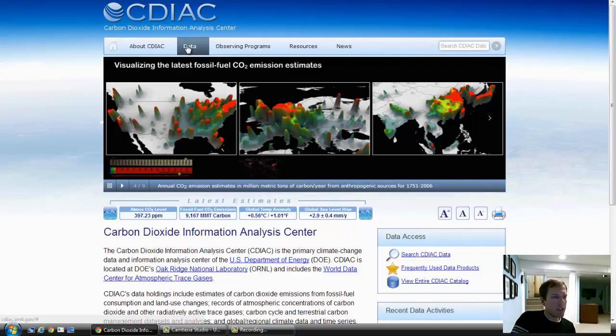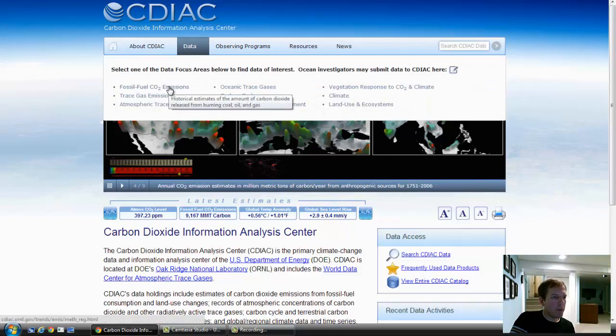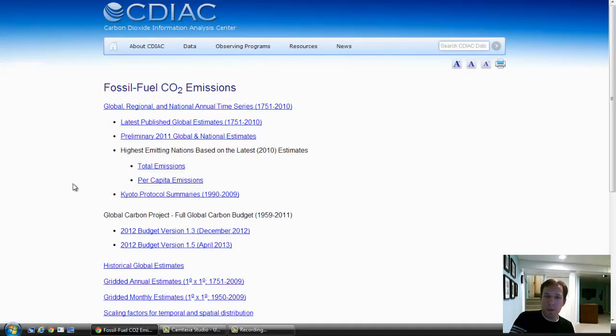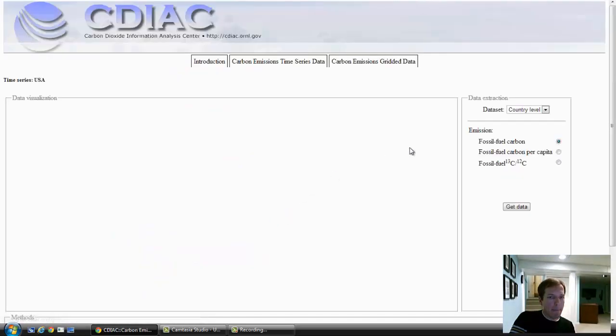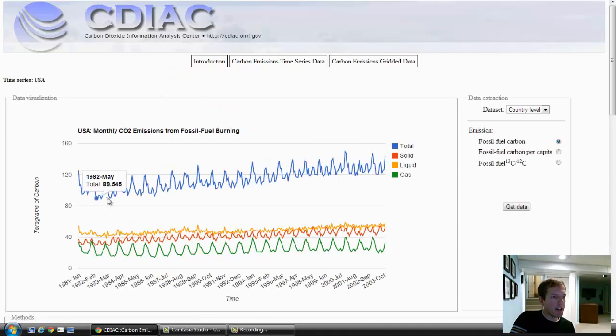Now, one of the things I wanted to look at was how we can use this as a way to find sometimes more local data or more specific data for things that we want to look at. So I'm looking at data, fossil fuel CO2 emissions, and I'm coming down to the state level. You can see here monthly CO2 emissions from fossil fuel burning from different sources: total fossil fuels, solids, liquids, gas fuel sources. So if you look at, for example, a gas fuel source, this is methane, and you can see how month by month the amount of methane being released into the air is shifting.